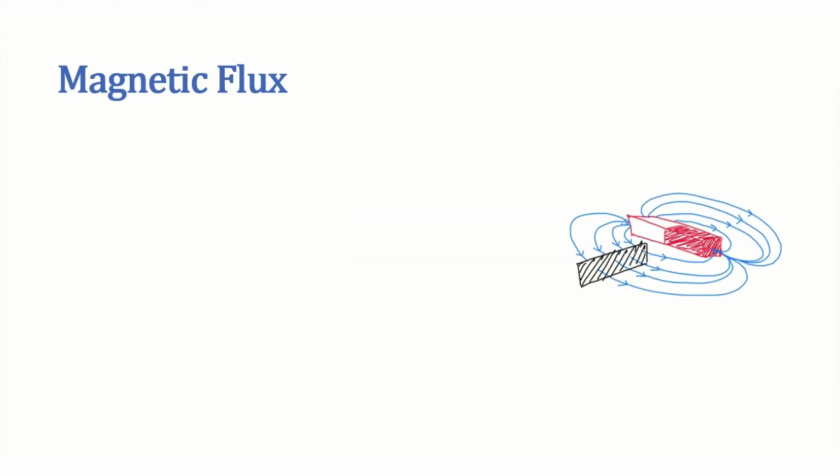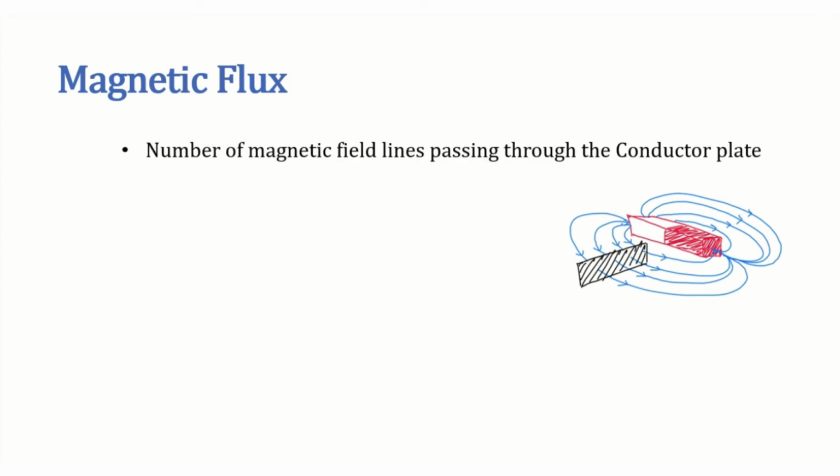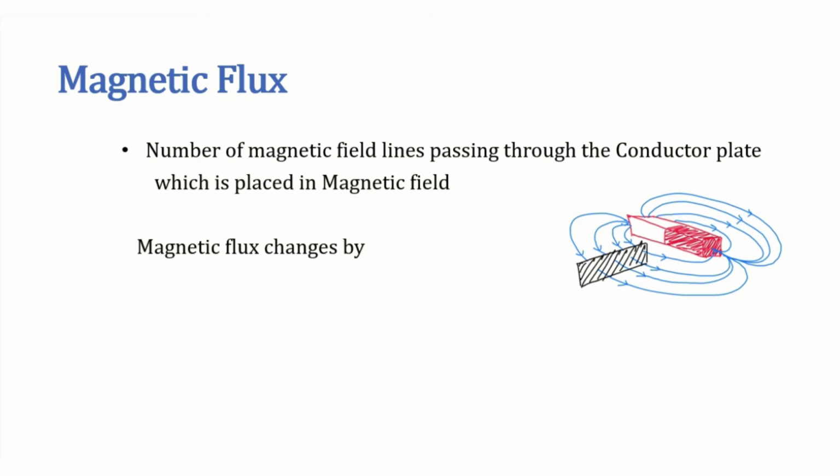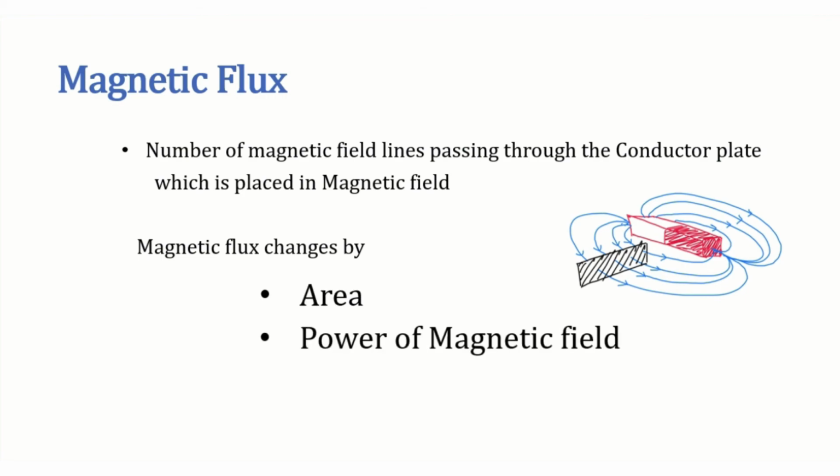From this, we have to understand that magnetic flux means the number of magnetic field lines passing through a conductor plate which is placed in a magnetic field. The magnetic flux changes by changing the area, or the power of the magnetic field, or the angle of the conductor plate with respect to the magnetic field. This is the magnetic flux topic.